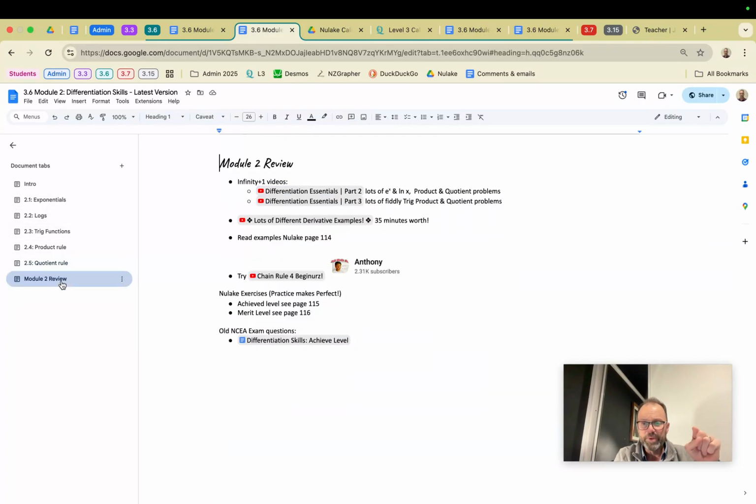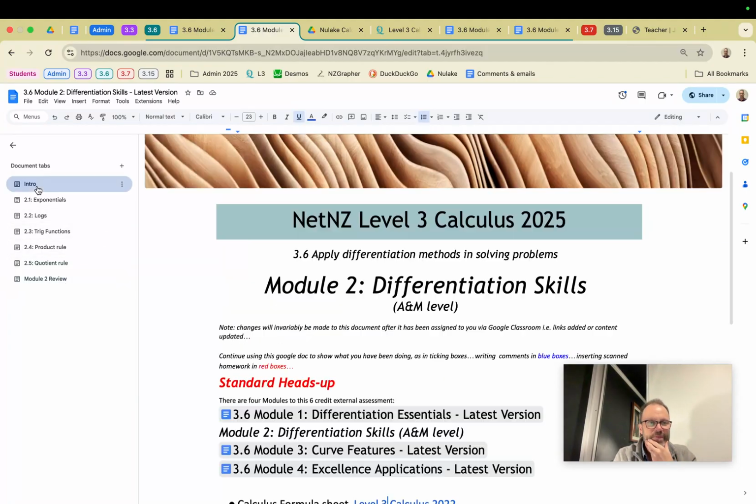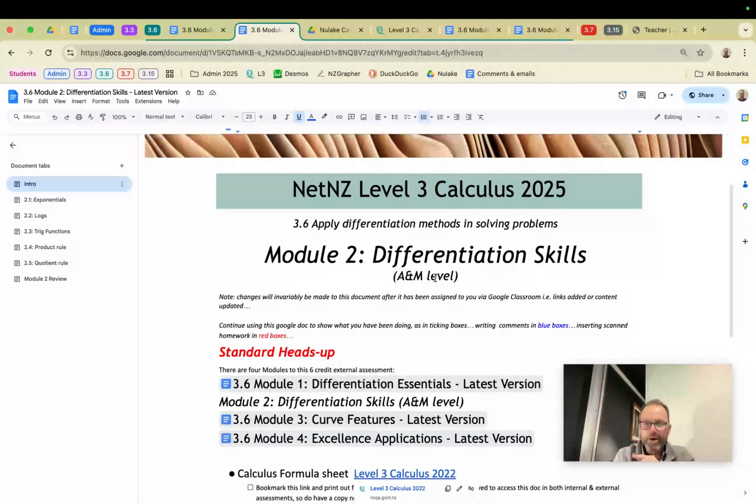Very quickly to the bottom bit here, it's Module 2. The title here said achieved and merit level. Some of the quotient product rule stuff is low-end merit, but it's all solid achieved merit skills. The next booklet, Curve Features, uses the product and quotient rule skills in context, and that is solid merit. So to do well in this next module work booklet, you need your product rule, your quotient rule, and not to be scared by exponentials or trig functions or log curves.